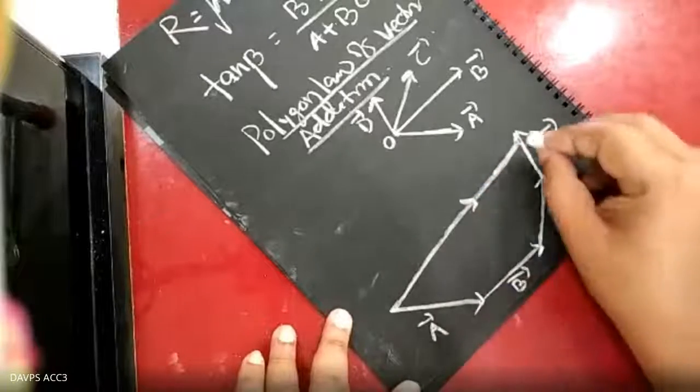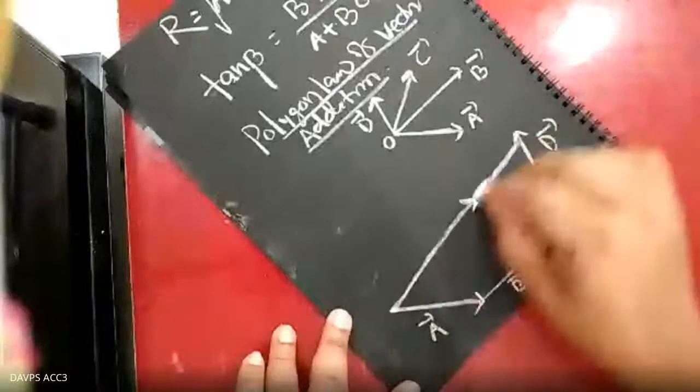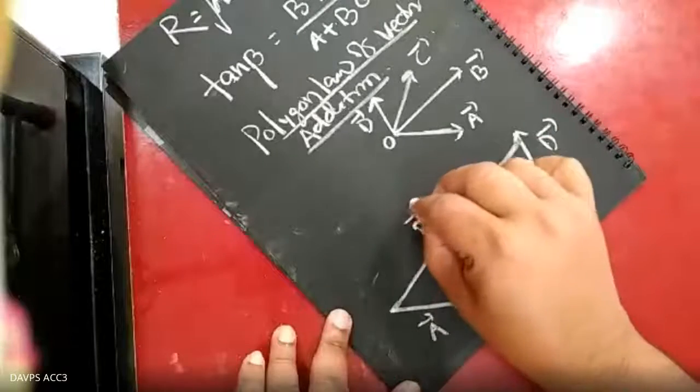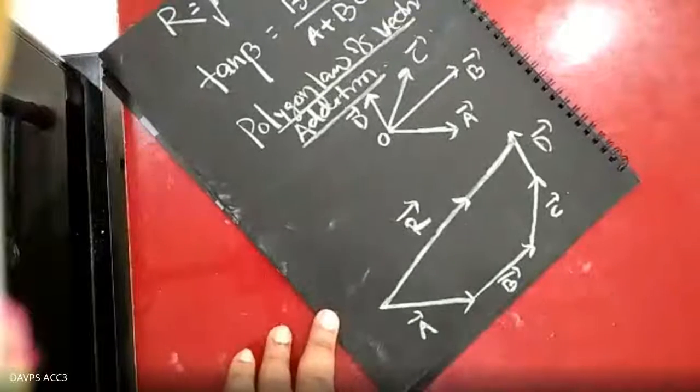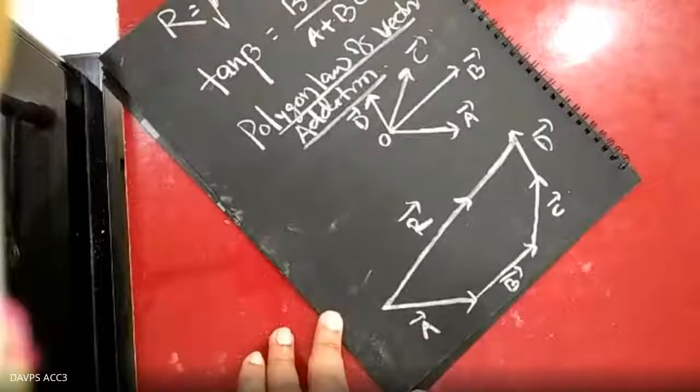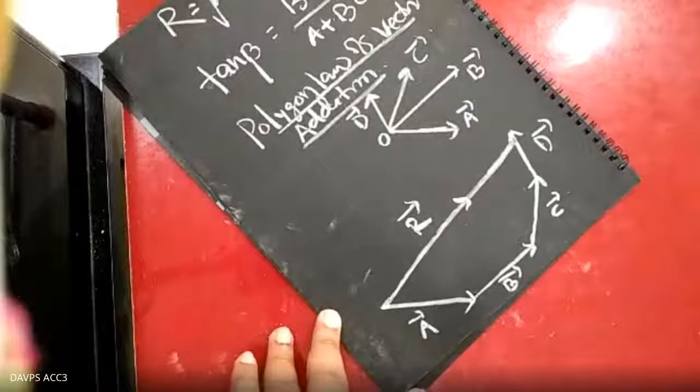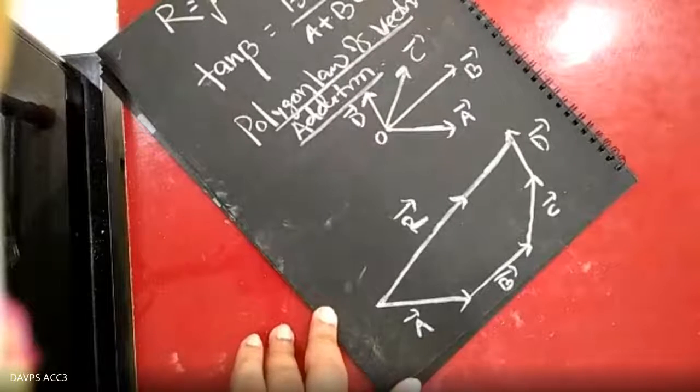This is the closing side because it becomes a polygon. 1, 2, 3, 4, 5. The closing side will be taken in opposite order, representing their resultant. So you may be questioning, sir, how to get the magnitude and direction of this resultant in the case of the polygon, because more than two vectors are acting on a body.